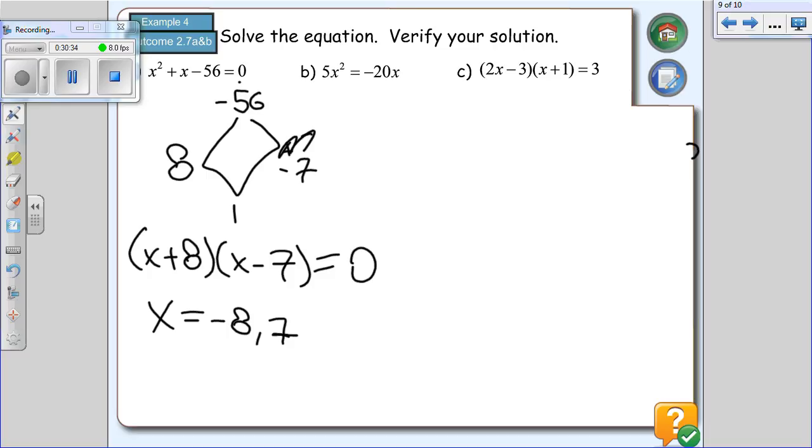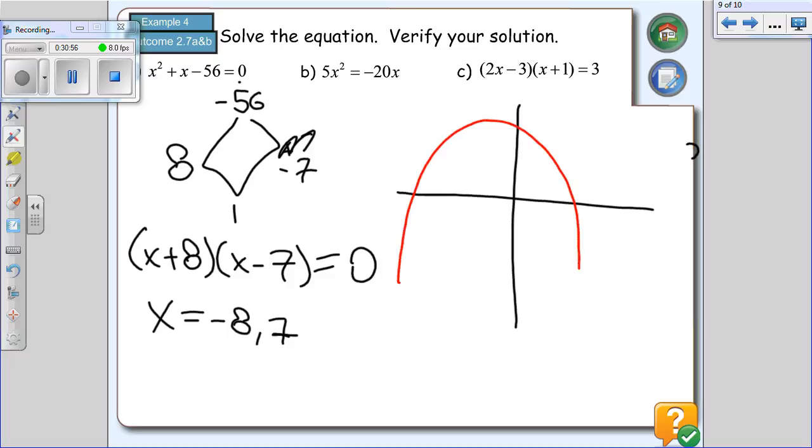Yeah, so if you graph that equation right now, you get a graph that looks like this. And these 2 points are negative 8 and 7. You're finding the x-intercepts.